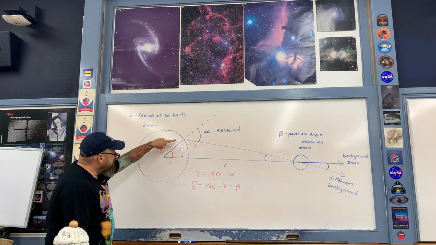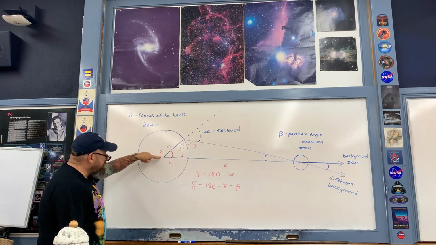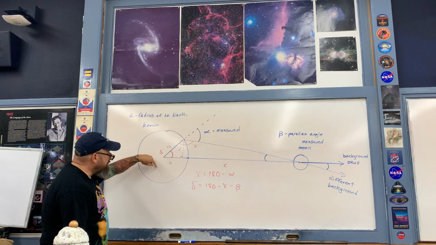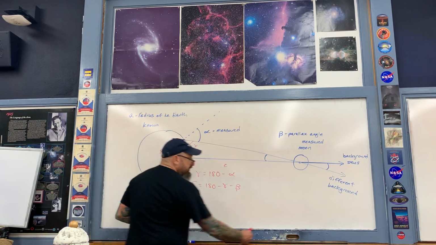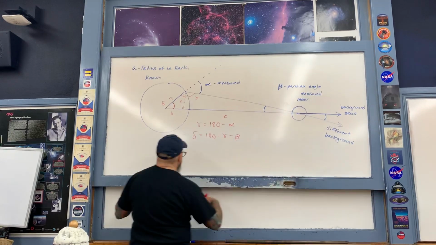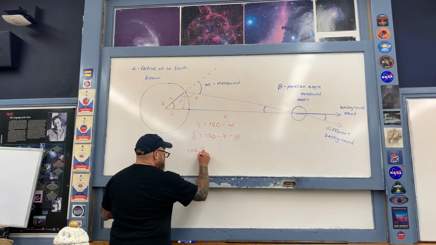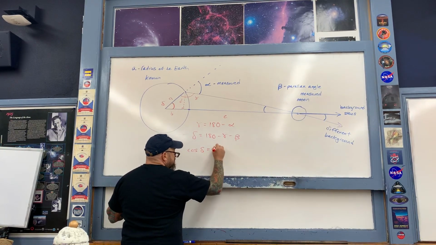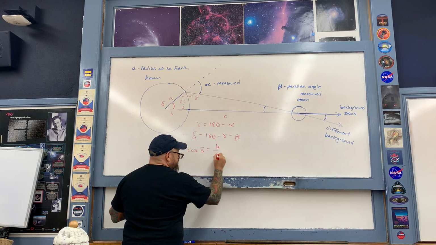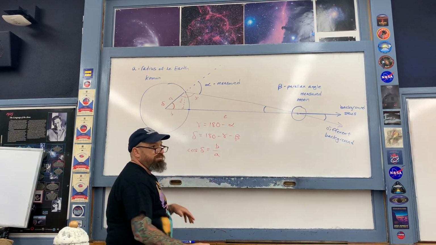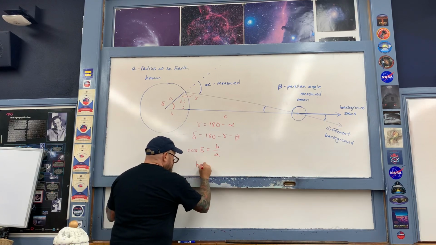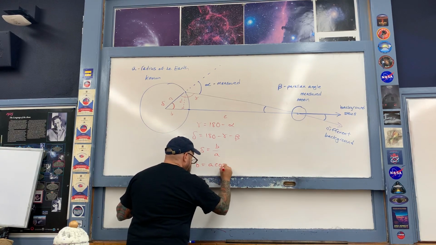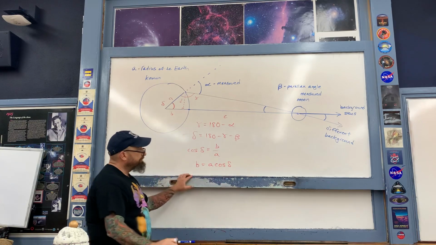And then next we take a look at this little right triangle here, and we use, first of all, a little bit of cosine to find side B. So to do so, cosine of delta is equal to the adjacent side B divided by the hypotenuse A, which remember is the radius of the Earth. So cross multiply a little bit, and B is equal to A cosine of delta.